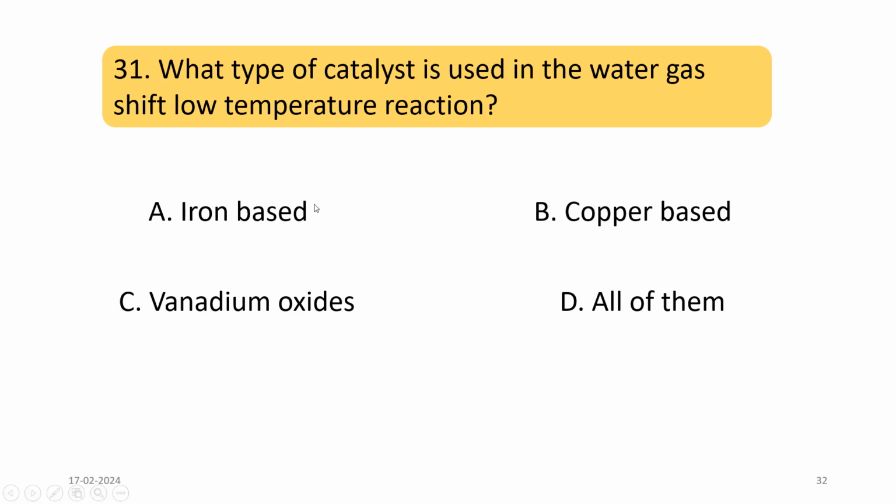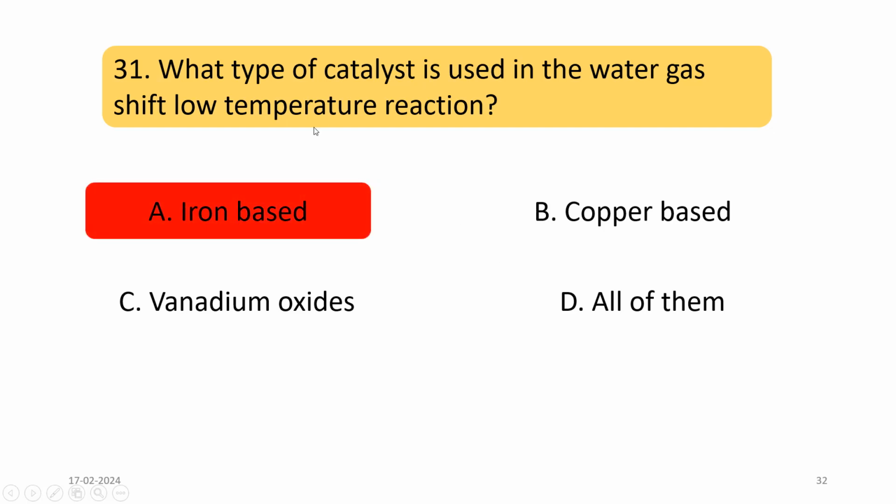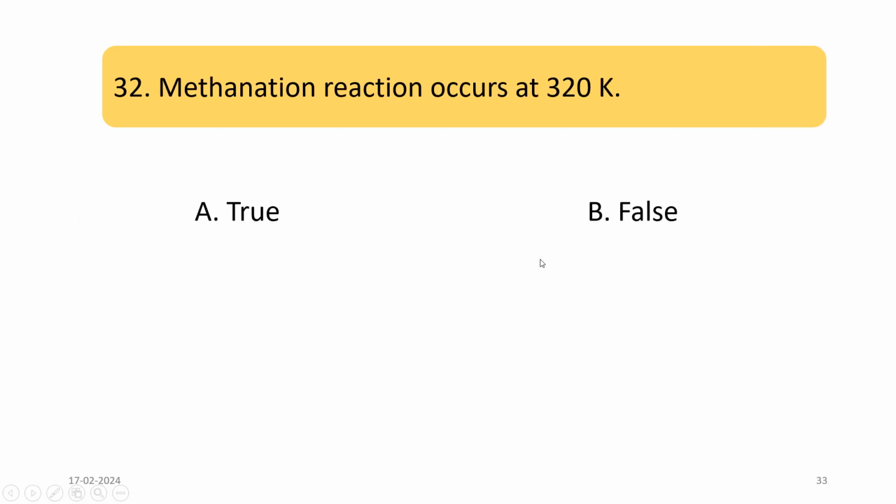So here the answer is not iron based, okay, because the high temperature reaction uses iron based catalyst, but the low temperature water gas reaction uses copper based catalyst. So here the answer will be copper based. Methanation reaction occurs at 320 Kelvin. Is it true or false?